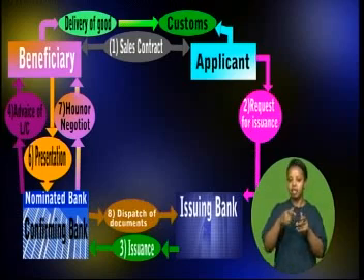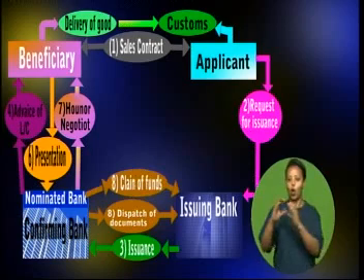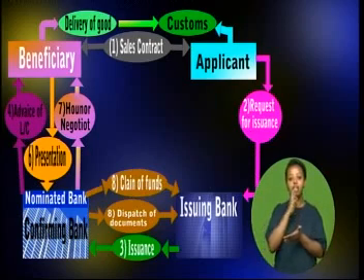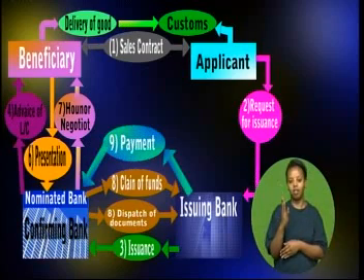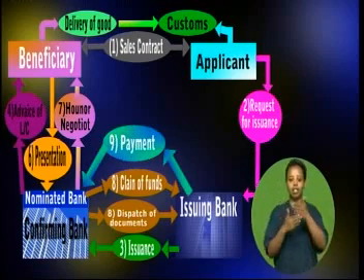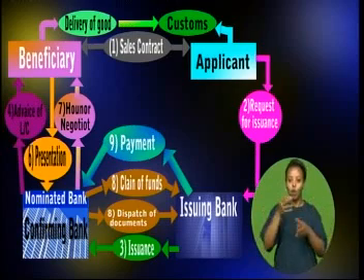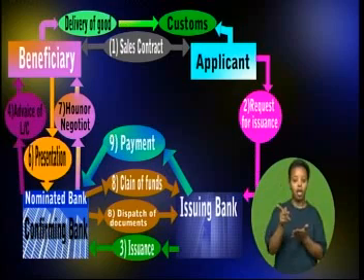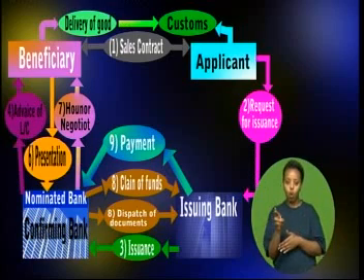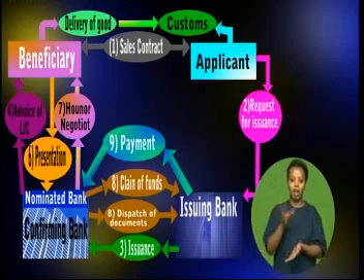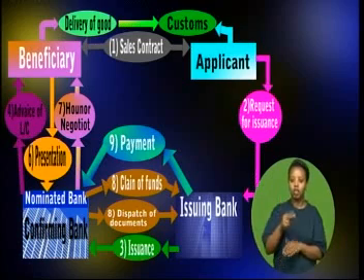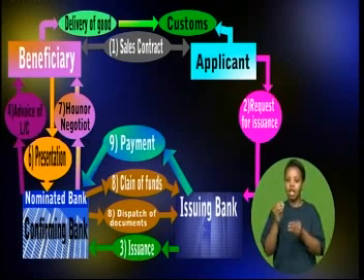Dispatch of documents is another component. Documents are forwarded to the issuing bank. Payment is the next step. On maturity of the accepted draft, the accepting bank will pay the beneficiary or discounting bank and claim reimbursement from the issuing bank, who will charge the applicant's account and will remit the proceeds.